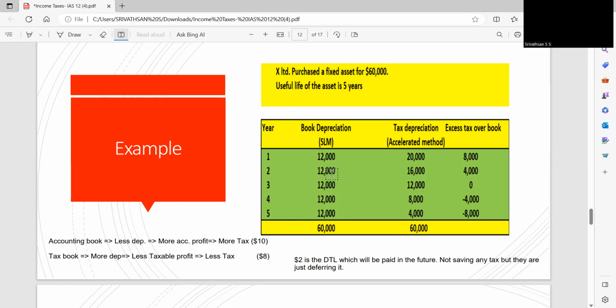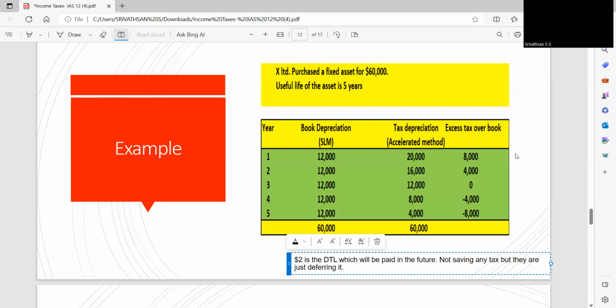So in the second year also, you will record a deferred tax liability, because whenever the accounting profit is greater than the taxable profit, you need to record a deferred tax liability. In the second year also, the accounting profit will be greater than the taxable profit, because less depreciation is charged in the accounting books as compared to the tax book. So whenever the accounting profit is more than the taxable profit, then you need to charge a deferred tax liability. And in the first year, a deferred tax liability of $2 will be recorded.